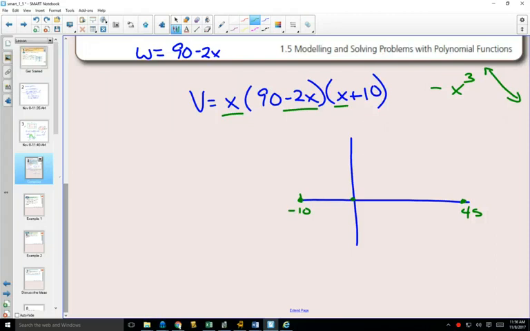Through each of those, will they bounce, bend, or go straight through? Go straight through. So it's going to start up here, go straight through, go straight through, go straight through. And this gives us an idea of its shape. As far as our situation, not all of this makes sense. We can't have negative x values. You can't have a suitcase with a negative height.